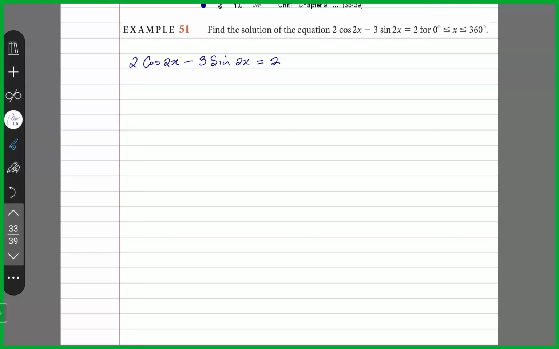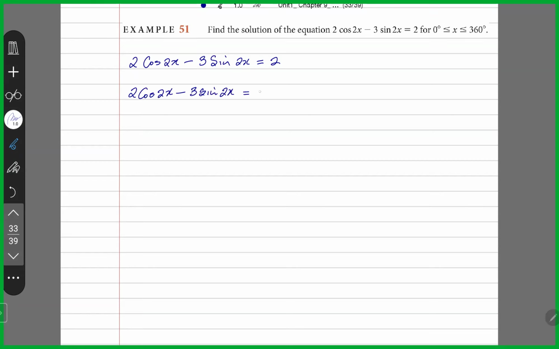So the first thing I'm going to do is write 2 cos 2x minus 3 sine 2x in the form r cos 2x plus alpha. Let's expand.